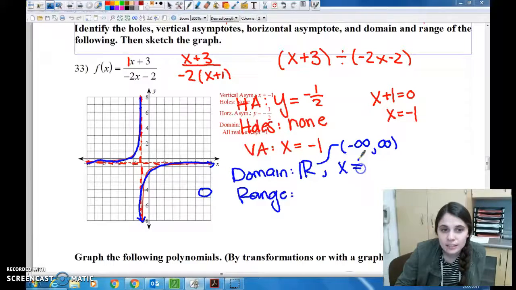Except x can't equal anywhere there's an asymptote or a hole. So in this case, there's an asymptote right here at -1. So x can equal all these things, but it can't equal -1.